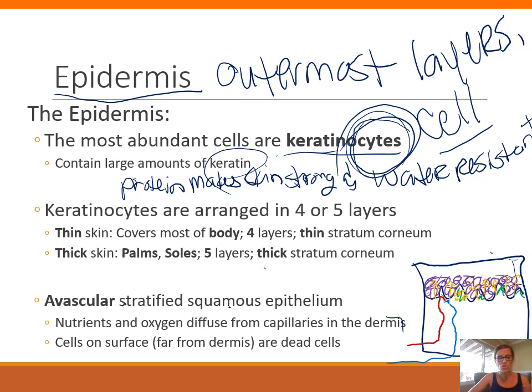However, diffusion only goes so far. So that means that the cells on the surface of the epidermis, the ones that are really far from the dermis, so they're really far from the blood supply, they're dead cells. So all of this up here at the top of the epidermis, these are just too far away from the blood. They don't have access to the blood. So those are completely dead cells. Essentially, they're just sacks of keratin at that point.